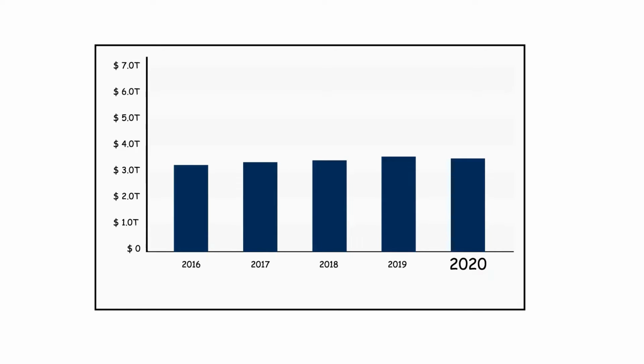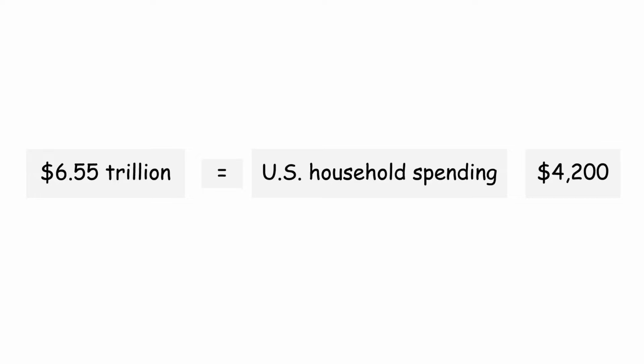For example, from 2006 to 2020, the revenue collected per year is more than 3 trillion. Now, let's talk about the federal government spending. For instance, in 2020, the federal government spent 6.55 trillion US dollars, especially due to the response to the COVID-19 pandemic. To have an idea, $6.55 trillion is equivalent to every US household spending $4,200 per month.